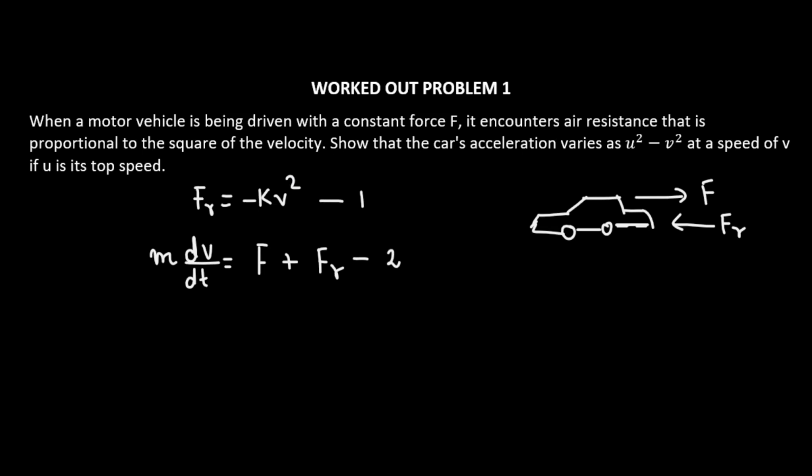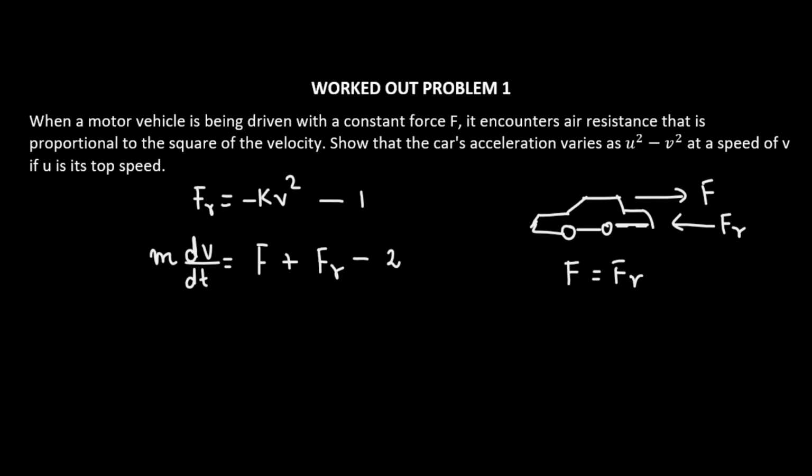Now we have to show that the car's acceleration varies as u squared minus v squared at a speed of v, if u is its top speed. So this car is moving under the influence of this constant force F. As it moves forward, the air resistance is going to slow the car down. There will be a point when exactly F balances FR. They're exactly going to balance each other.